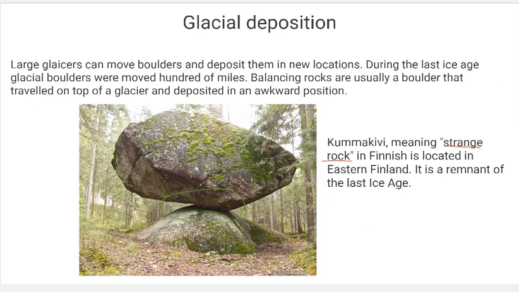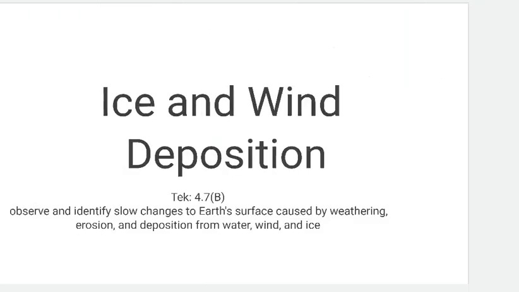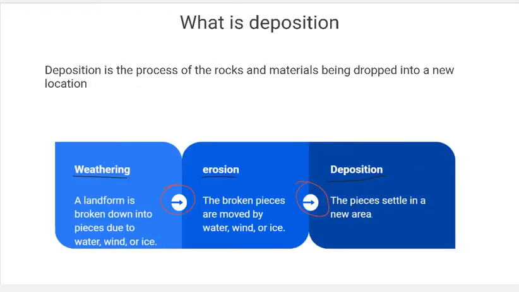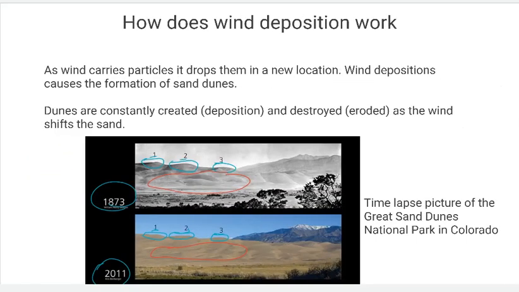So, in summary, deposition is the process of materials being deposited or settling into a new area. Deposition works alongside weathering and erosion to constantly change the surface of the earth. When we talk about wind erosion, one of the big things is that it changes the surface of the earth through the creation and destruction of sand dunes. And over time, depending on how powerful winds are, it can even change different parts of the surface of the earth.